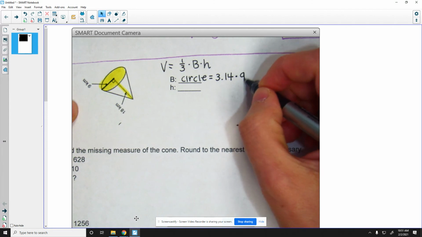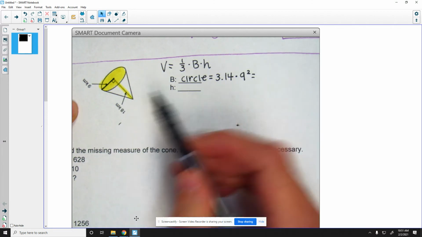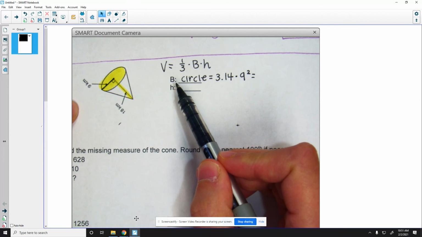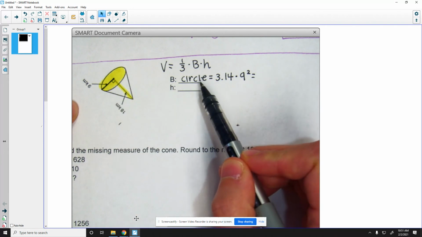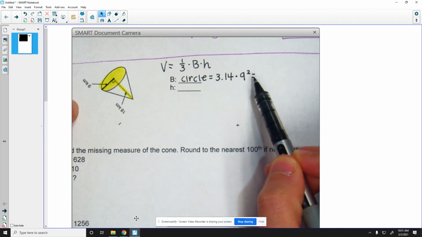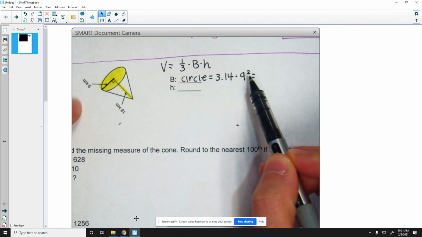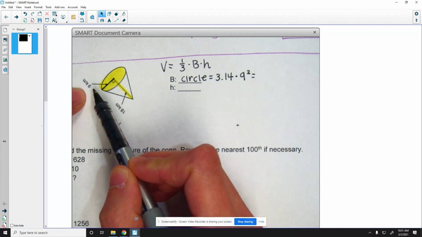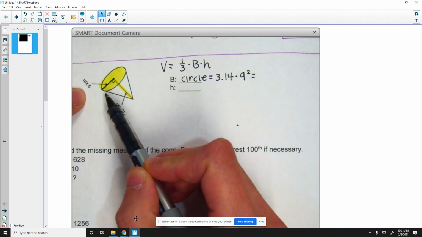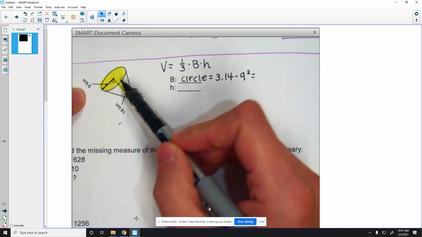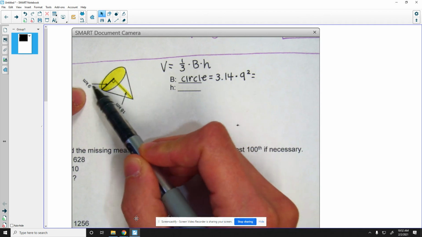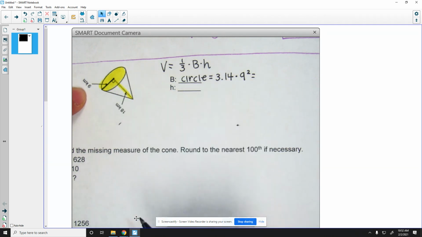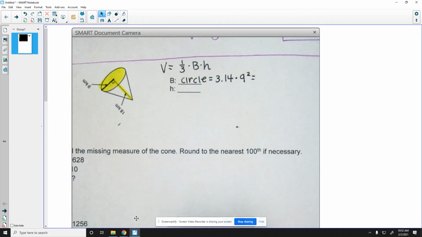Yeah, squared. Okay. So first of all, capital B stands for the area of the base. My base is a circle, so use the circle formula. Area of a circle is pi r squared. So that's 3.14 times r. Your radius is 9. So it's 9 squared. This time I'm not dividing the 9 by 2, right? Because it doesn't show me the line goes all the way through. It's the halfway one, and then it shows me the arrow. So that's all I need. So 3.14 times 9 squared.